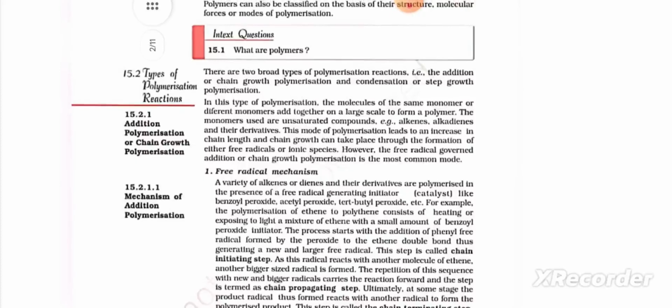Section 15.2 Types of polymeric reactions. There are two broad types of polymeric reactions. First, addition or chain growth polymerization, and second, condensation or step growth polymerization.